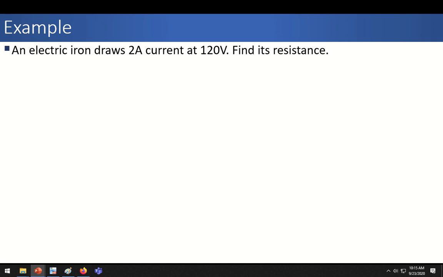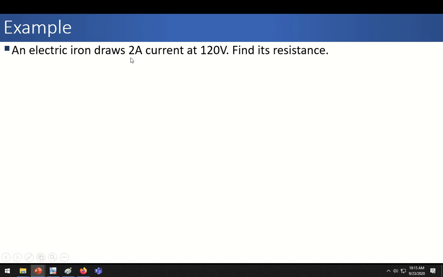An electric iron draws a current of 2 ampere at 120 volt. Find its resistance. This is a very easy and simple example. We have an electric iron connected across the main switch line, that is 120 volt, and assume that it is drawing a current of 2 ampere. So we have to find the resistance. For this simple problem, we don't need to draw a circuit. We simply have to use Ohm's law.